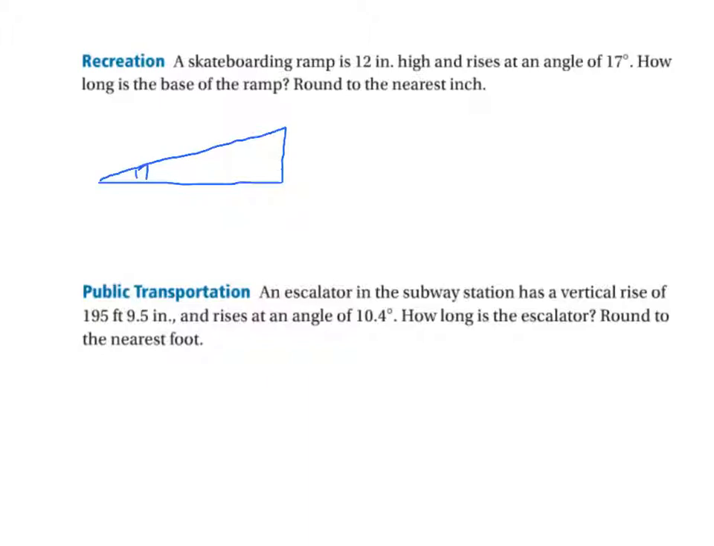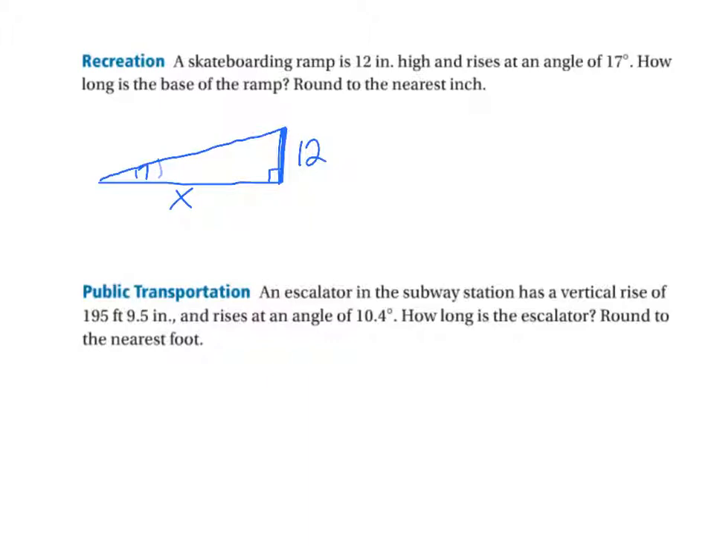Now by drawing this like a ramp, I've created this right triangle, and it says that the skateboard ramp is 12 inches high. Well, that's going to be here at the end of the ramp. That's going to be 12. And then the question is, how long is the base of the ramp? So how much space on the driveway or in the road or wherever you're putting this, how much space do you need for that? This is your x right here.